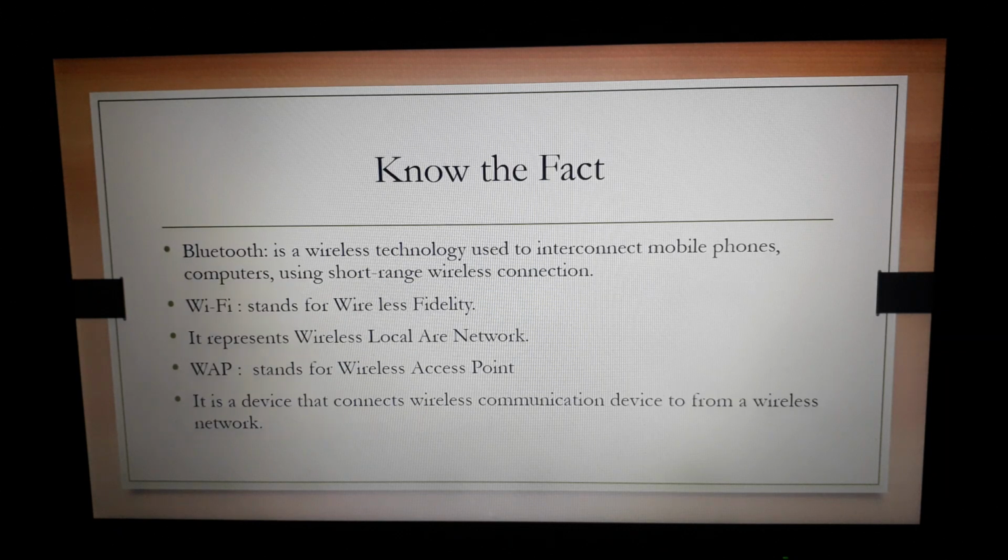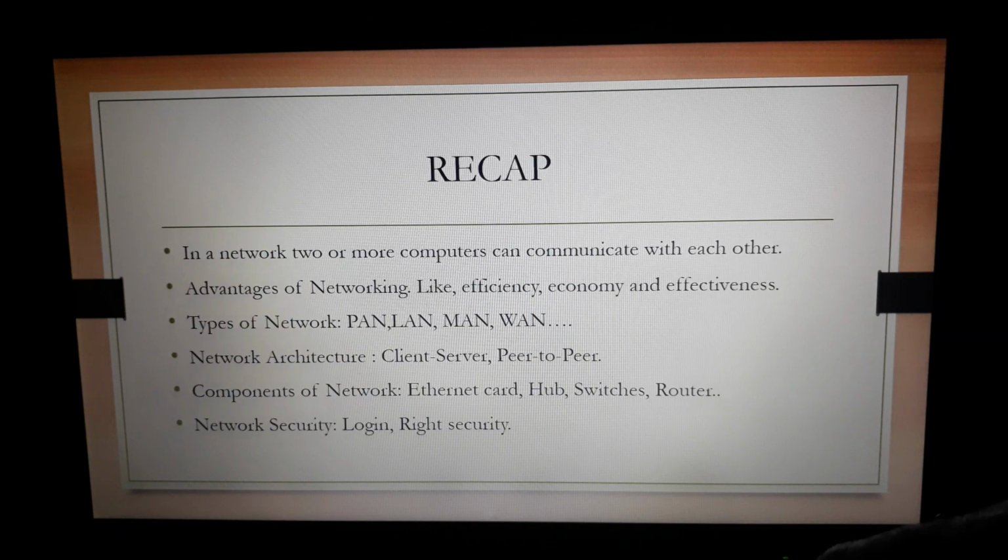Okay. So in a network, two or more computers can communicate with each other. Advantages of networking are efficiency, economy, and effectiveness. Types of network are PAN, LAN, MAN, WAN. Then network architecture. There are two types of network architecture, client-server and peer-to-peer. Then components of a network like Ethernet card, hub and switches for physical networking, or a router for wireless networking. And then network security.